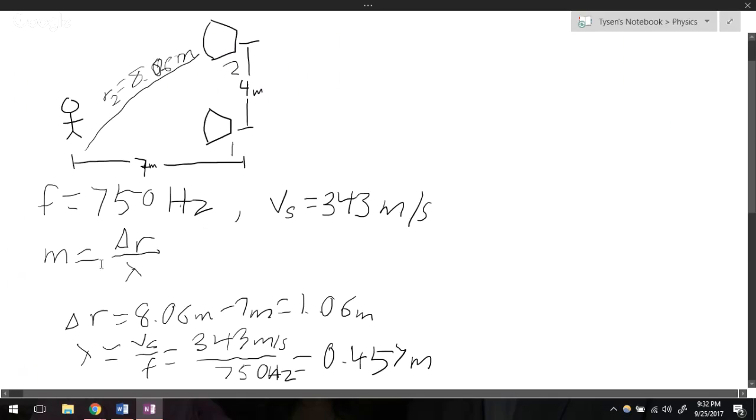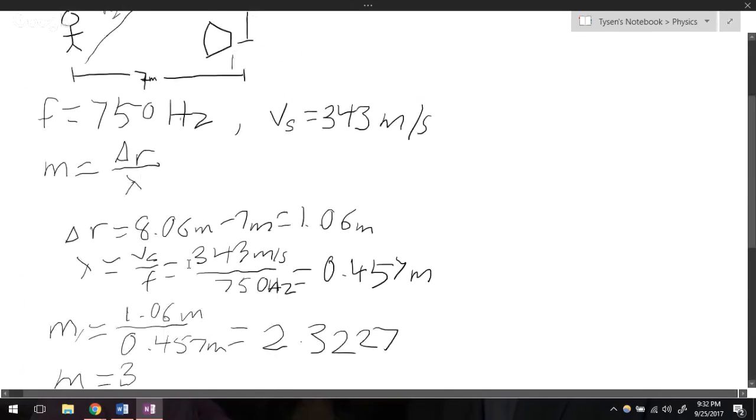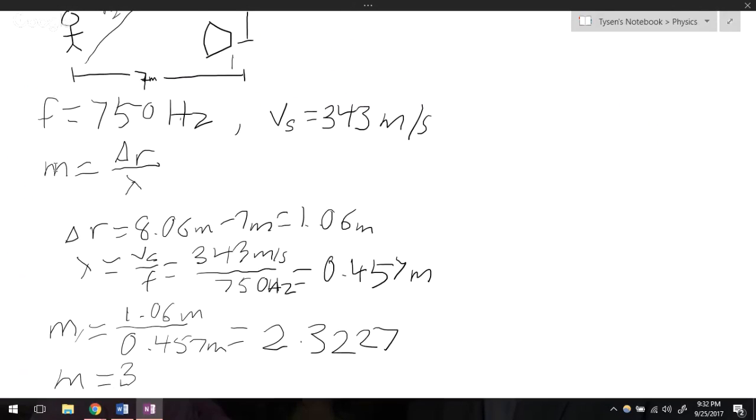So this equation will tell us if this position, if the observer is hearing constructive interference, destructive interference, or something in between. And when you look for M, if M is a whole number, then the interference is constructive. If it is exactly a number with a 0.5 decimal place, then the interference is destructive. If it's neither, then it is somewhere in between.